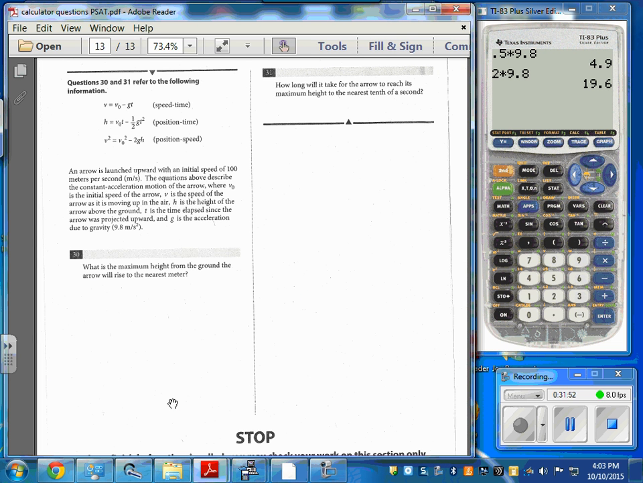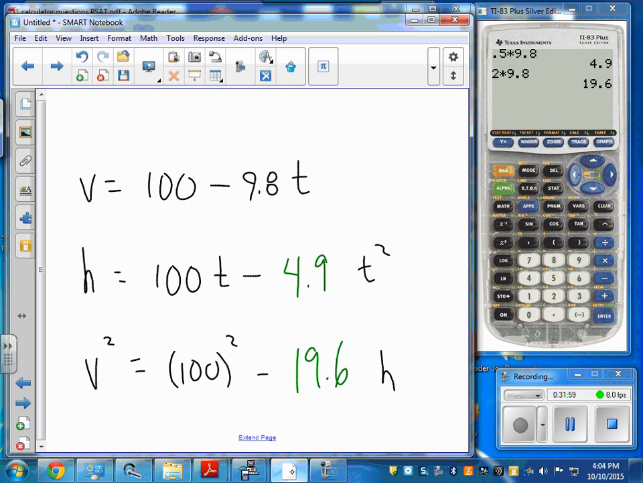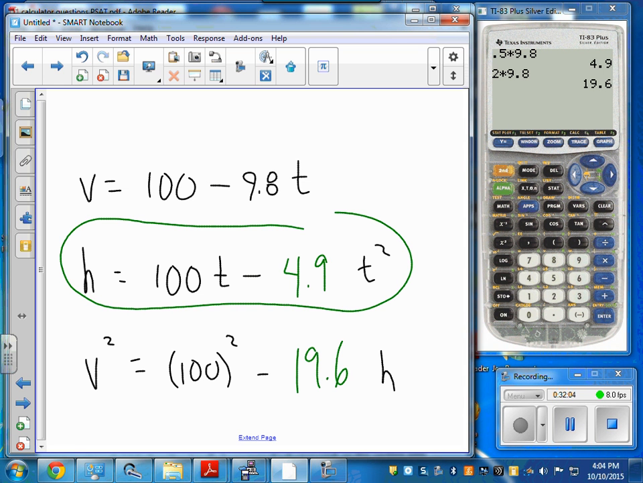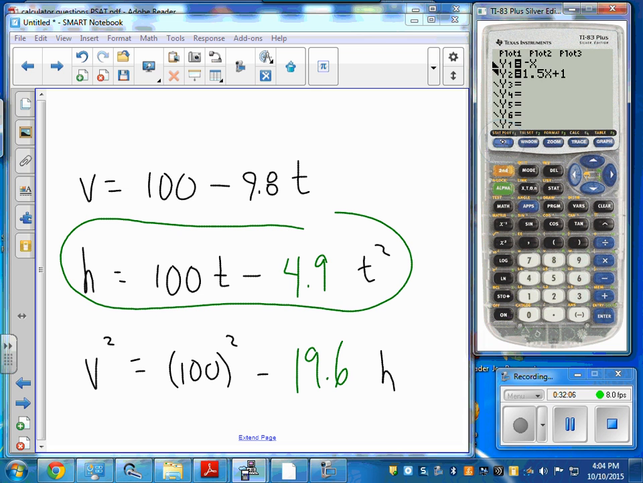Okay, so the first question is, what's the maximum height from the ground the arrow rises? We're going to do that to the nearest meter. Do we have an equation that has height? Yep, sure enough, this is our height equation, and we want to find the maximum there. I'm going to do that on the calculator. So get rid of all this stuff. And again, this says H and T, but on the calculator, we have to use Y and X. So 100X minus 4.9X squared.